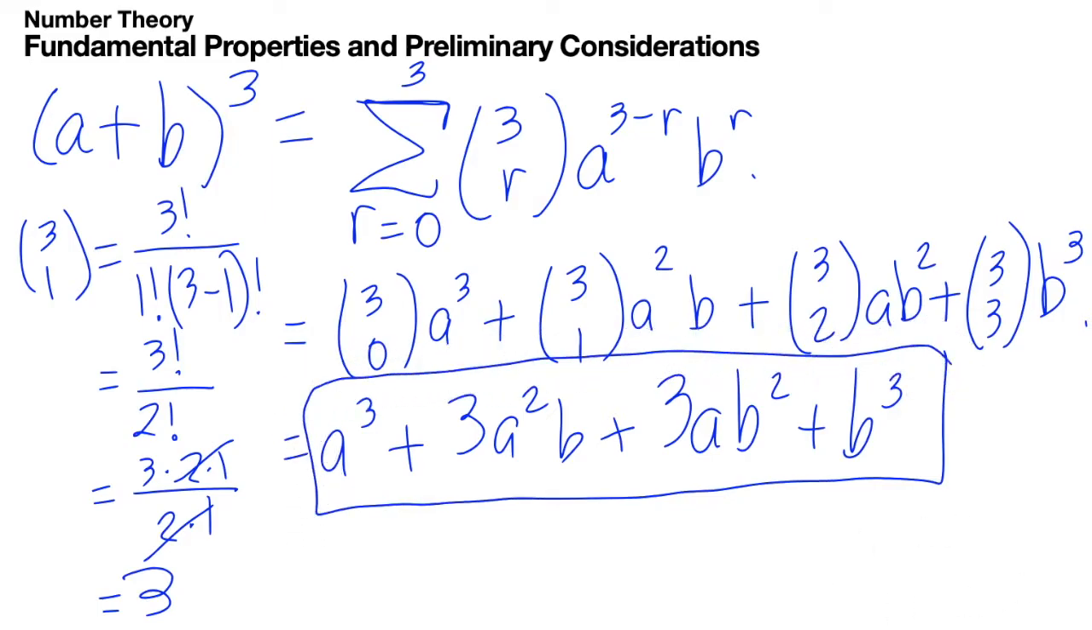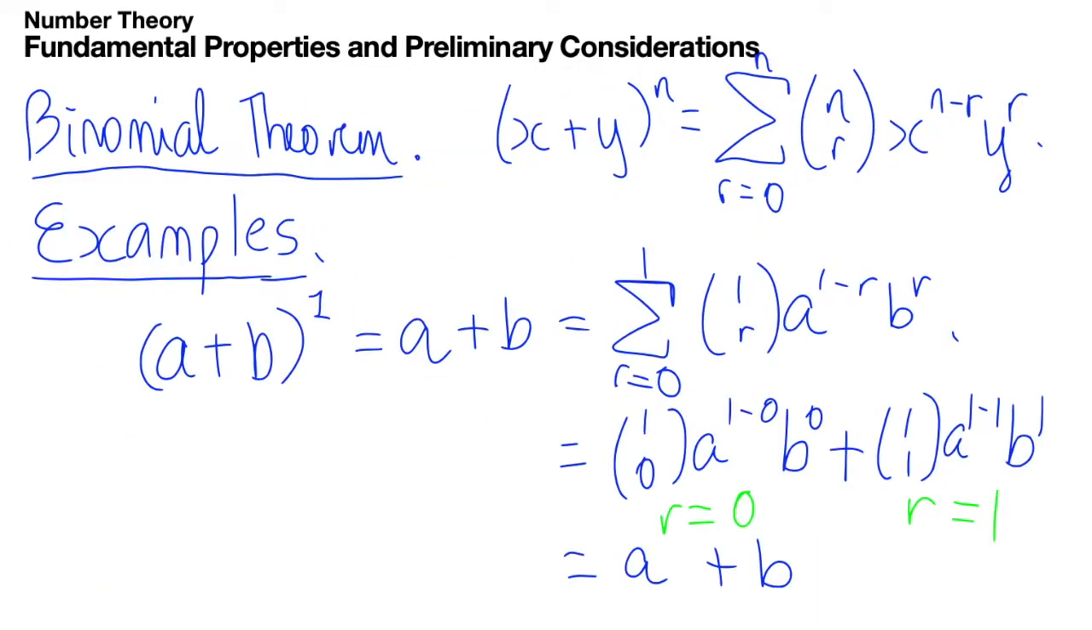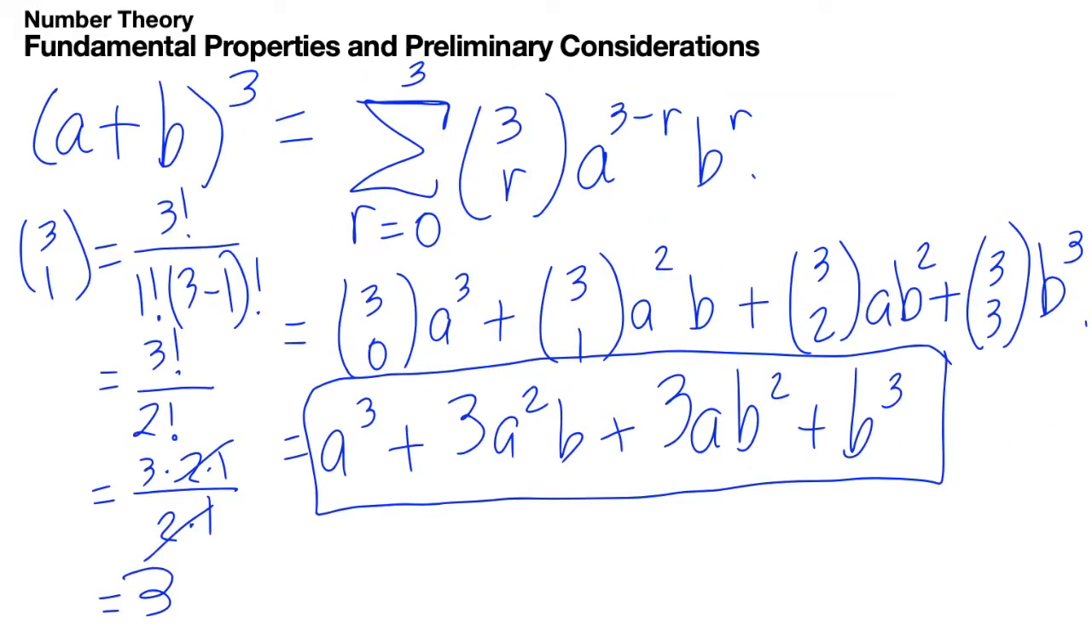Now, if we're going to look at the answers, there's a kind of pattern that is happening here. Our first answer is a plus b, if a plus b is raised to 1. If a plus b is raised to 2, we have a squared plus 2ab plus b squared. And then here, we have a cubed plus 3a squared b plus 3ab squared plus b cubed.